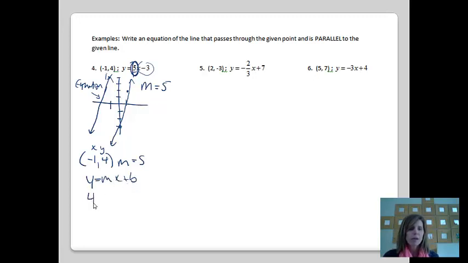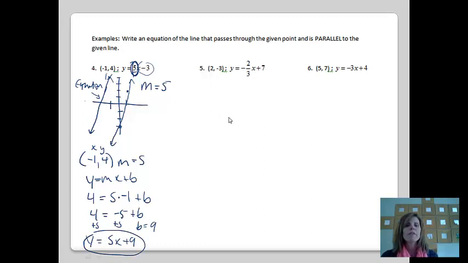Plug in what we know. y is 4, m is 5, x is negative 1. And then solving this, 4 equals 5 times negative 1, which is negative 5, plus b. I'm going to add 5 to both sides, so I'll get b is equal to 9. And so when it's said to write an equation, my equation is going to be y equals 5x plus 9. That would be the equation of this line up here.